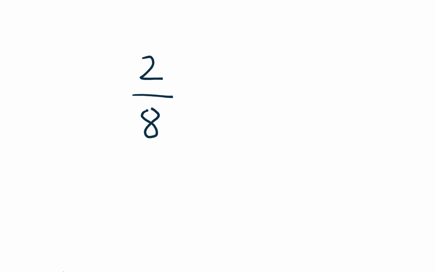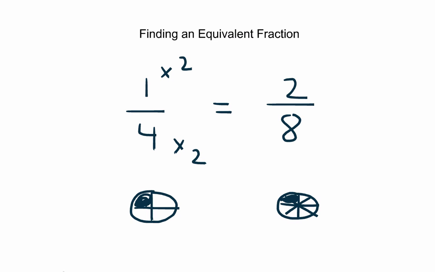We can also go backwards in finding equivalent fractions, and this is called simplifying. When simplifying, we are again trying to find an equivalent fraction. However, this time, we're trying to find a simpler version of what that fraction is trying to show. Previously, we had 1 over 4 equals 2 over 8. This time, we're going to go backwards. Instead of multiplying, we're going to divide.